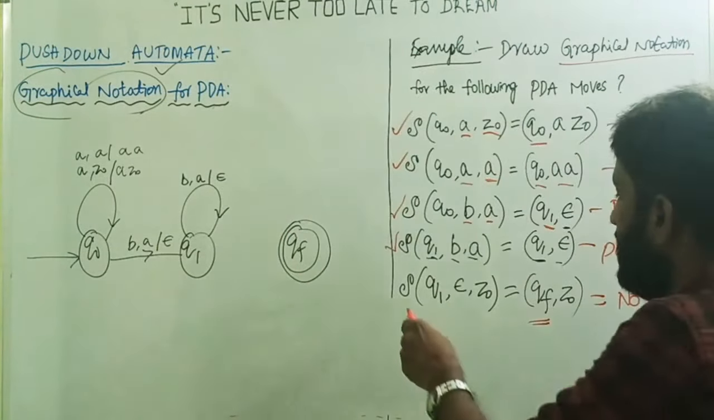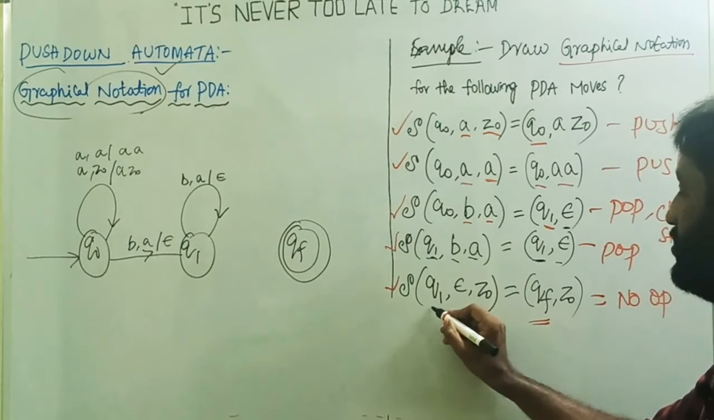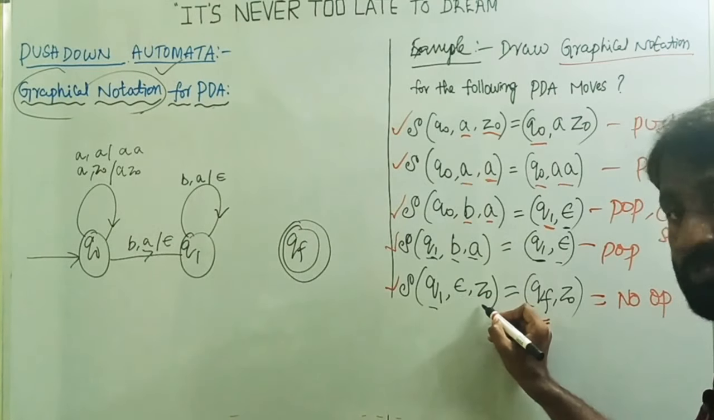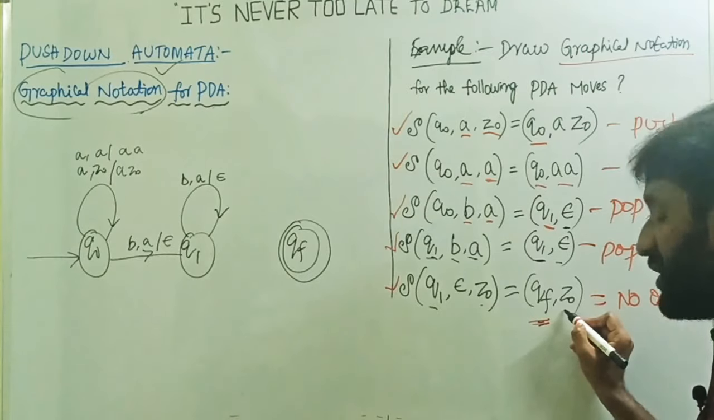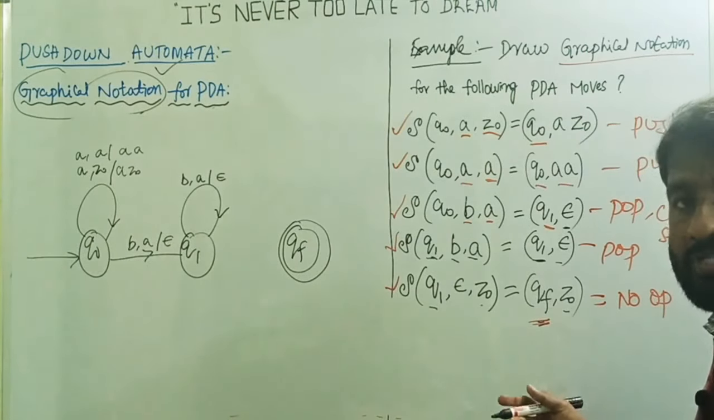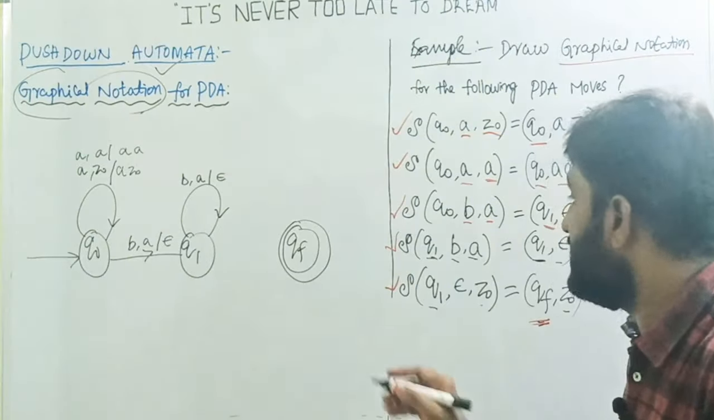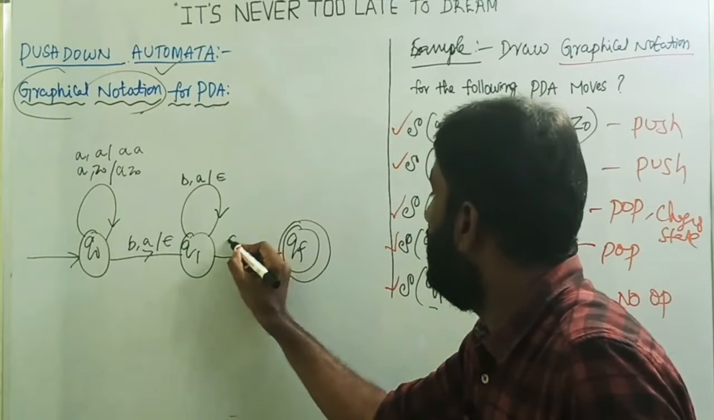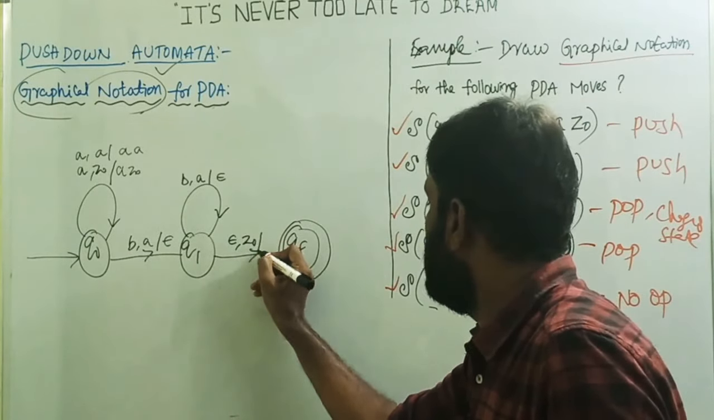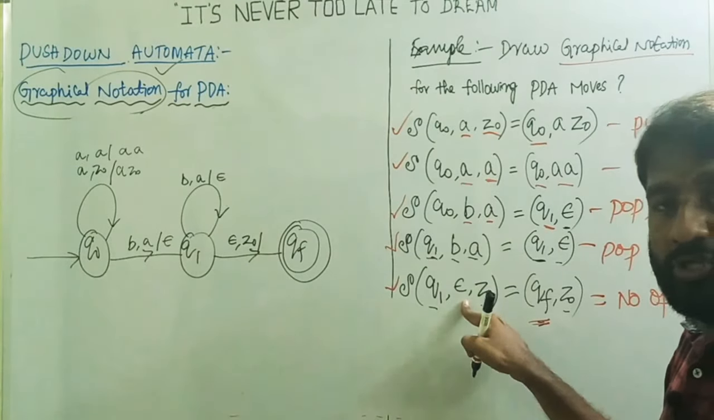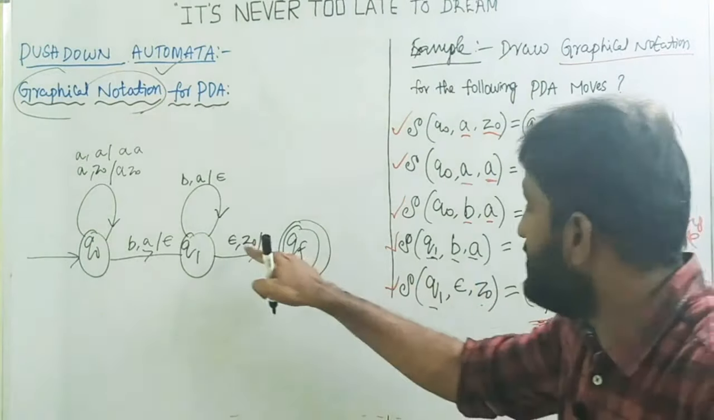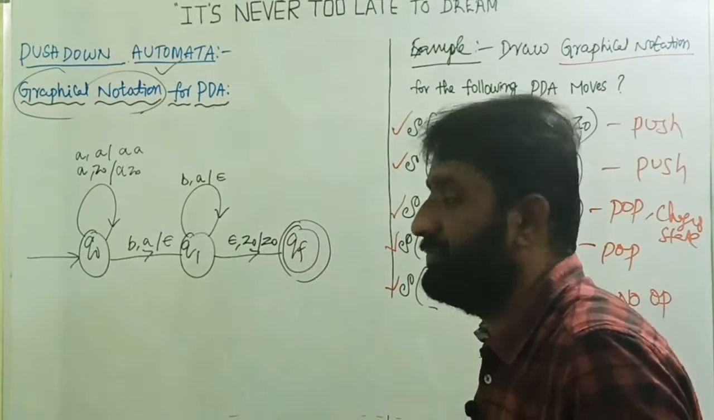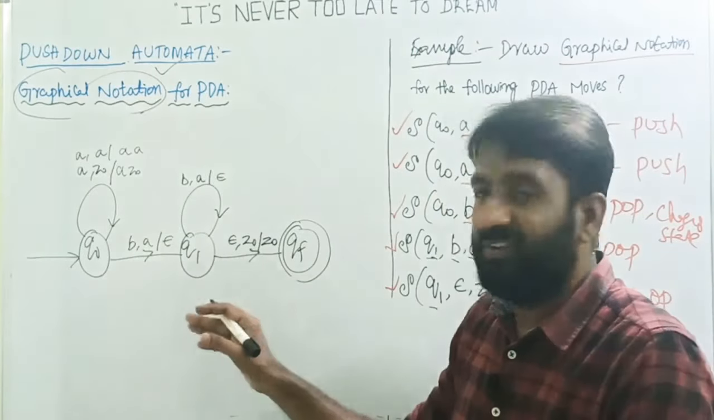Then take the next transition. State changes from Q1 to QF. Input symbol is epsilon, top of the stack is Z0. Top of the stack is Z0, meaning that without changing the content of the stack, it is no operation. We write it as Q1 to QF because the state is changing. Input symbol is epsilon, top of the stack is Z0. We are doing no operation, neither push nor pop, so Z0 remains on the stack: epsilon, Z0 slash Z0. So this is how we can construct the graphical notation for PDA.